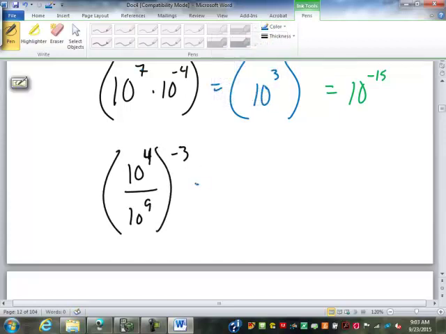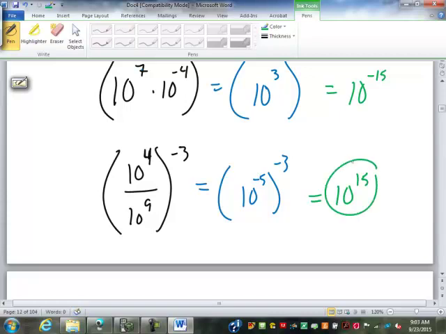So here we got to do the division first. Inside the parentheses we get 10 to the... We're dividing, so we're going to subtract powers. 4 minus 9 is negative 5. And now to the negative third power, we're multiplying. 15. Good. Negative times negative is positive. 5 times 3 is 15. So that's 10 to the 15th.